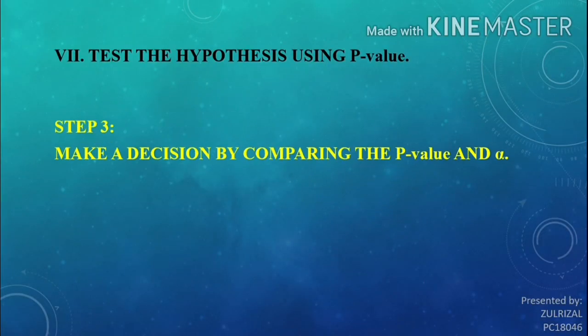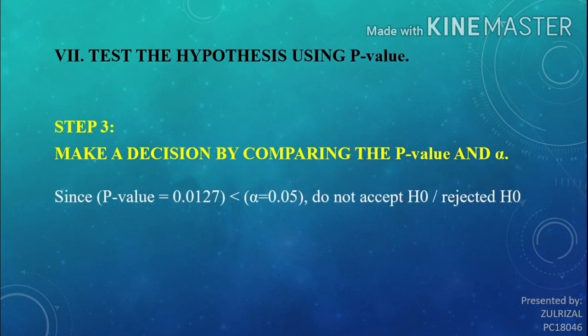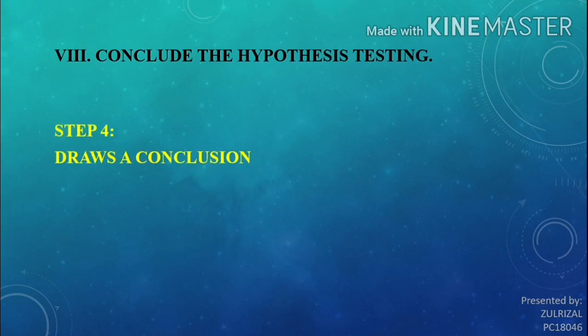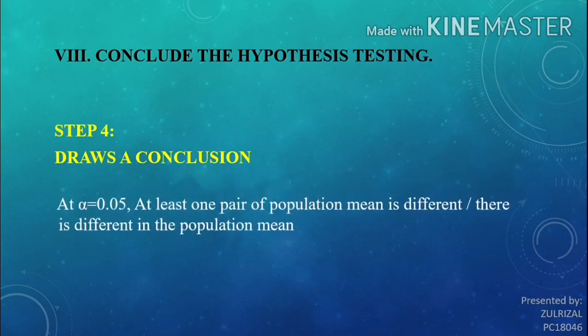Step 3: make a decision by comparing the p-value and alpha. We can say, since the p-value equals 0.0127 is less than alpha 0.05, we reject H0. Question 8: conclude the hypothesis testing. Continuing with step 4, which is to draw a conclusion. At alpha 0.05, at least one pair of population means is different, or there is a difference in the population means.